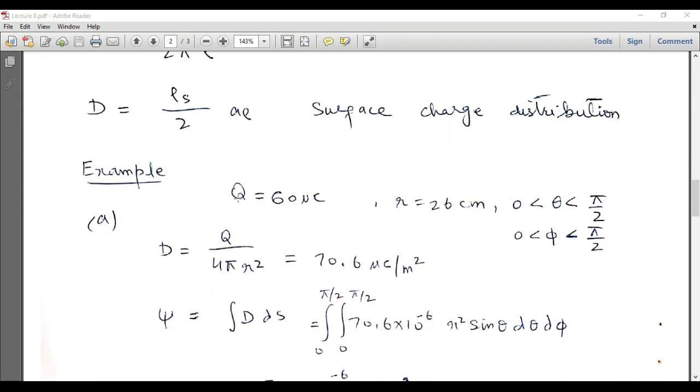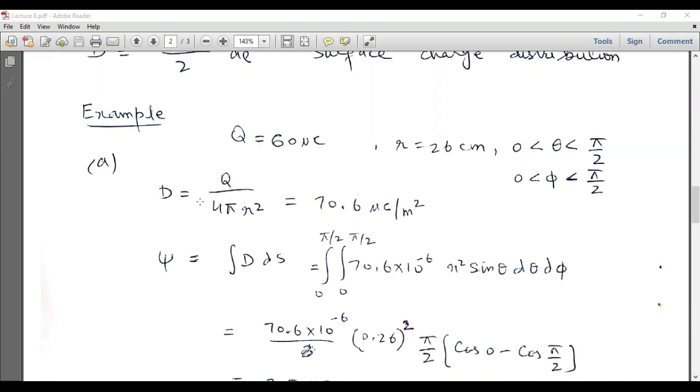So in this example, we are given a point charge of 60 microcoulomb, and we are also given the radius of the spherical surface, and it is equal to 26 centimeters, right? So this point charge is located at the origin, and we have to find out the electric flux density at this spherical surface. This is a partial spherical surface whose radius is equal to 26 centimeters. Theta varies from 0 to pi by 2, and phi also varies from 0 to pi by 2.